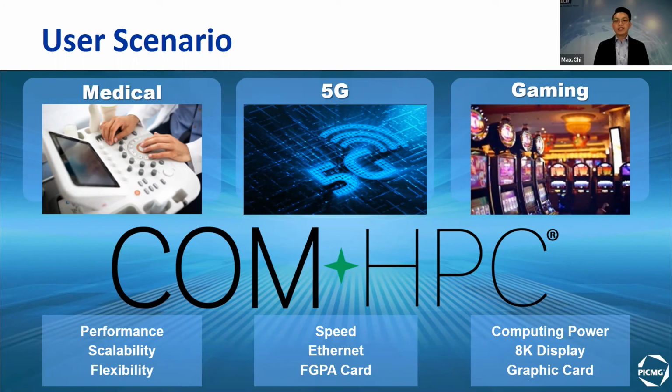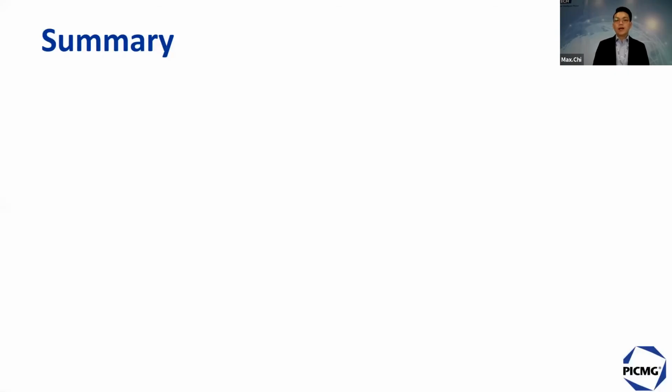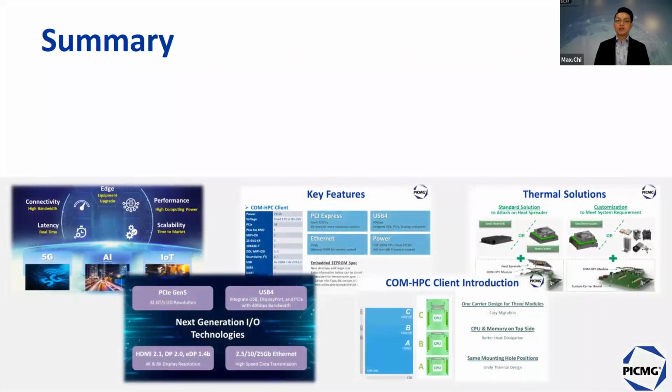These are just 3 examples showing how the COM-HPC client can benefit and offer you. But in fact, all the vertical markets can benefit from the new features, enhanced functions, and faster IOs of COM-HPC. So that's about the end. But before we finish, let's quickly do a small wrap up. So today we've talked about how the market and technology change, why PICMG created COM-HPC, what is COM-HPC, and how COM-HPC can benefit you.